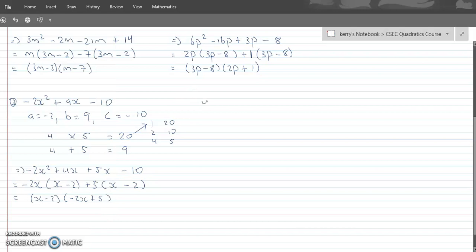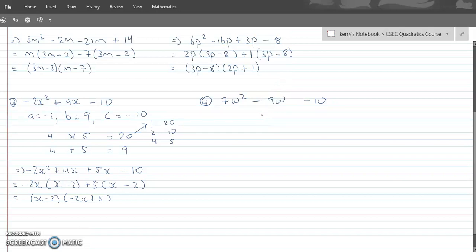Right, and I believe that this last one should be sufficient for you all, on top of the practice papers that you will get, to be able to get through this section of quadratic factorization. So let's go with 7w squared minus 9w minus 10. So we want to factorize this.